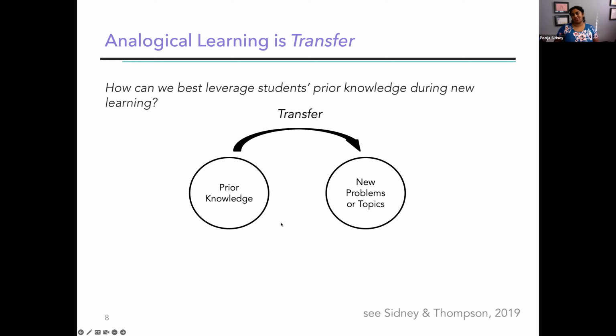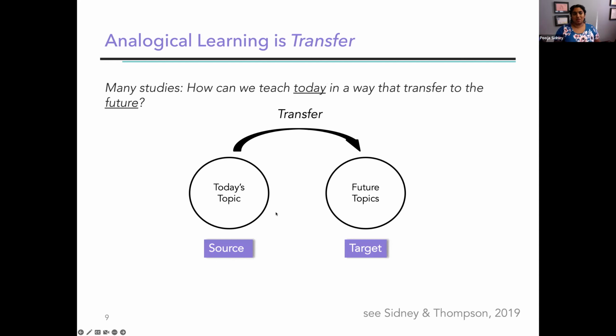Of course, this question about leveraging prior knowledge is critically an issue of transfer. So when we ask children to draw on their prior knowledge or experience while learning something new, we're asking them to transfer their knowledge. And in analogy, as I'm sure you all know, we call these the source of transfer and the target of transfer. And there's of course a lot of research in cognitive and developmental science on transfer. But a lot of the research has focused on how to teach today in a way that's going to transfer to the future. In other words, what are the learning conditions for today's instruction that will be most likely to result in transfer to some new untrained problems or new untrained contexts?